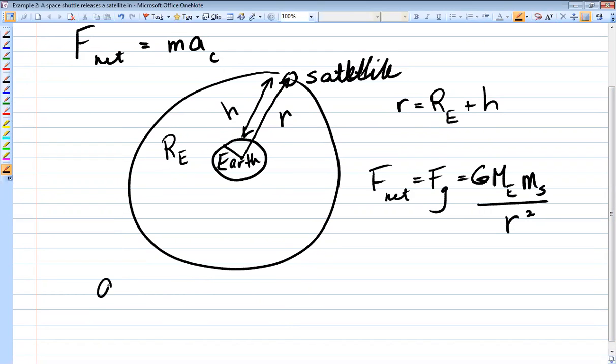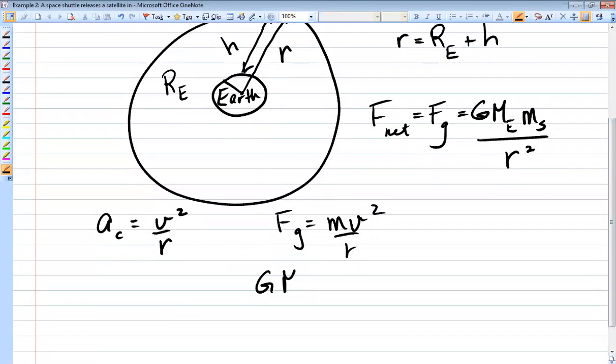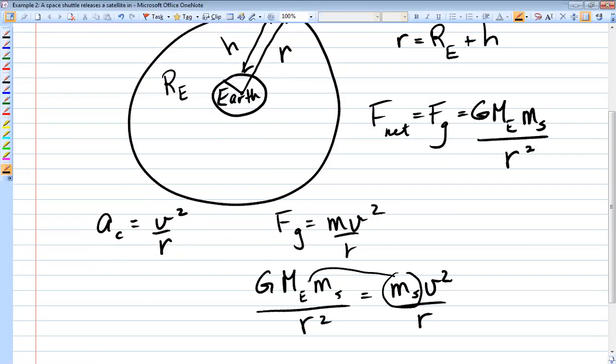The acceleration we've also done previously is v squared over r. And so when we put that together, we get that the force of gravity is equal to m v squared over r. And the force of gravity is G M m over r squared. Now you have to be careful which mass is which here. The object going in the circle is the satellite. So this mass is the same as this mass, and those masses cancel.